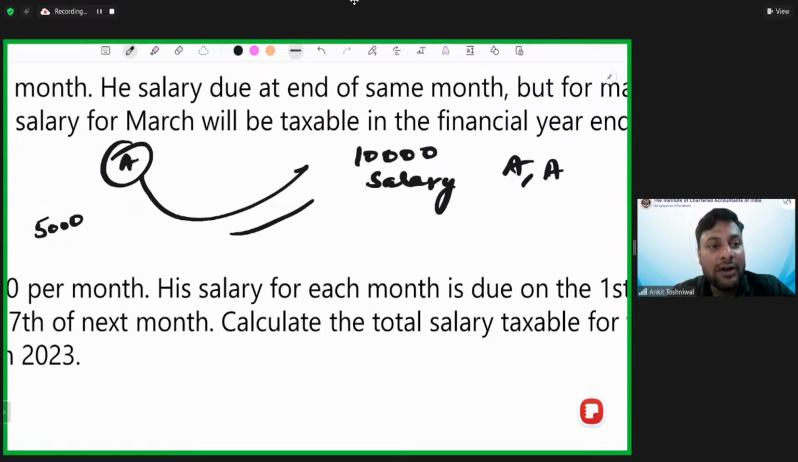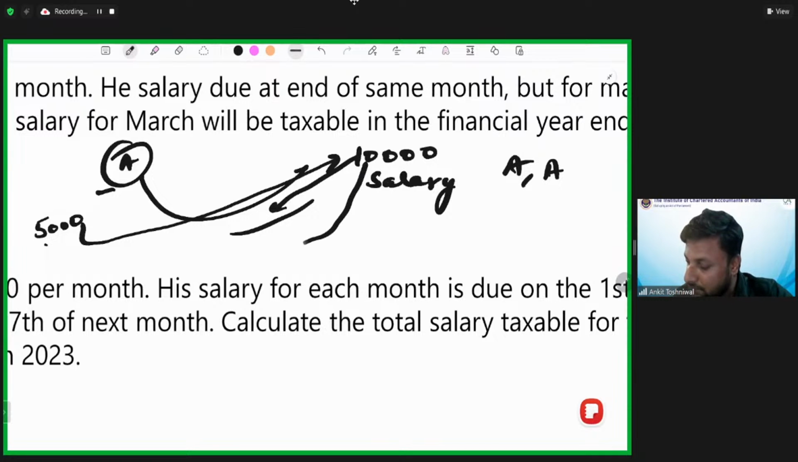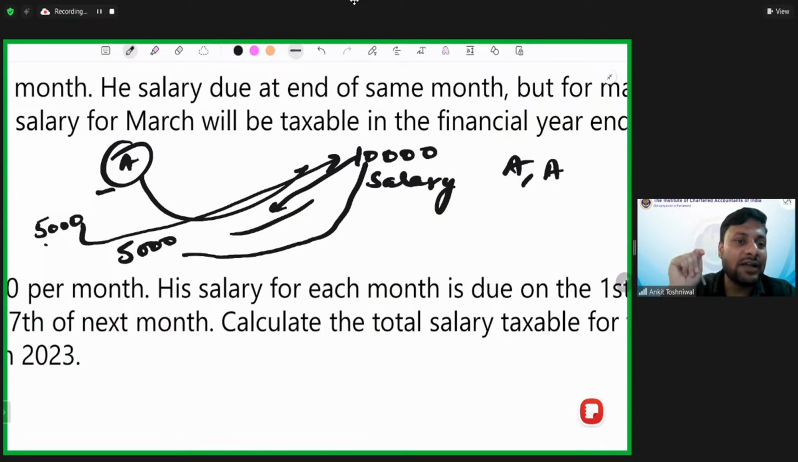So what will the employer do? The employer has to pay this salary to A, and A has to give this advance to the employee. So it's better now. The employee will receive only 5,000 in the coming month after adjusting this 5,000 of advance against salary. So the taxable amount is 10,000, but he will receive only 5,000 after adjusting the advance against salary.